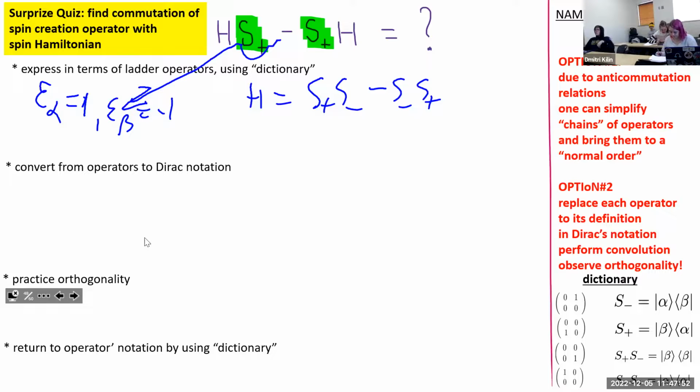Now, this Hamiltonian has to be multiplied by these green things, S plus at the back and at the bottom, and then process this equation with all available tools. Okay, let me have a look how things are.